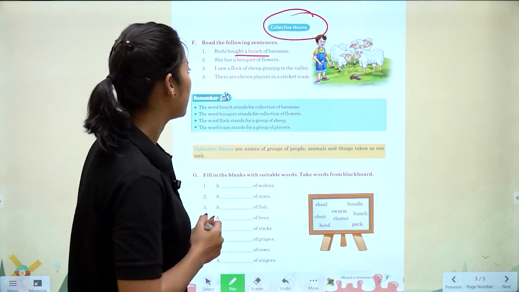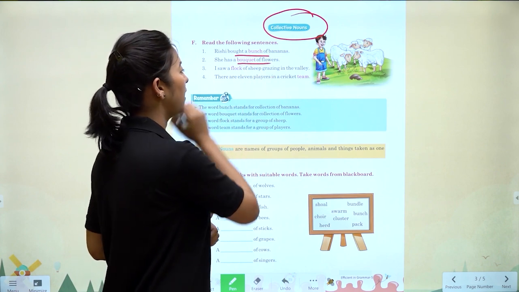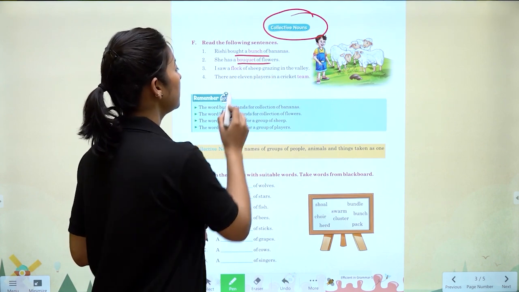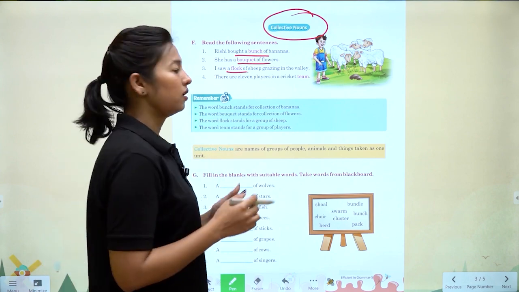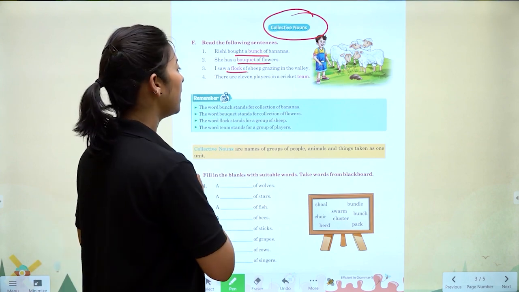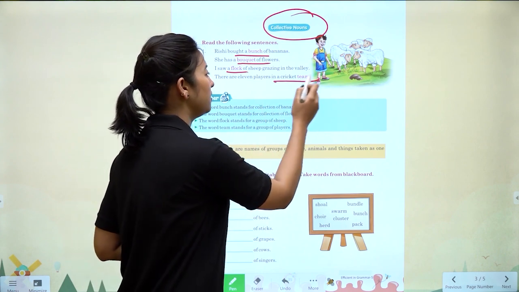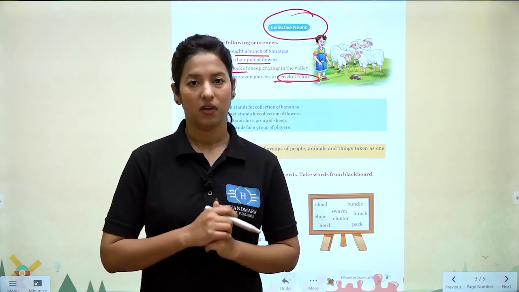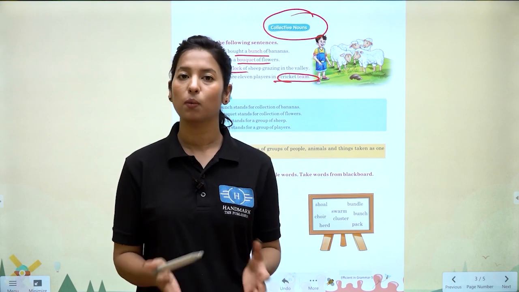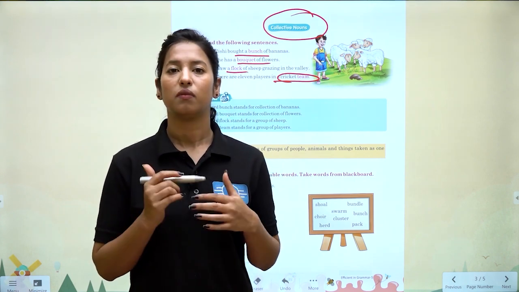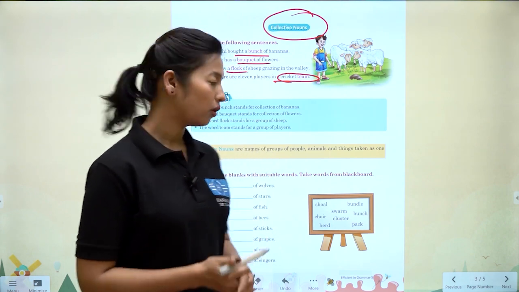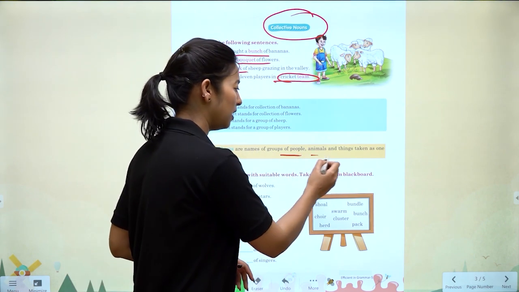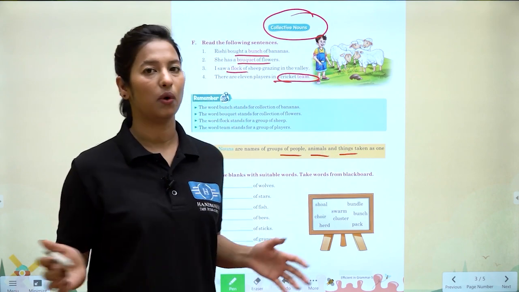Similarly, the next example says she has a bouquet of flowers. Third example says I saw a flock of sheep grazing in the valley. Fourth one says there are 11 players in the cricket team. So when we talk about more than one thing of the same kind, we call its group the collective noun. And it can be a group of people, animals, things, and so on.